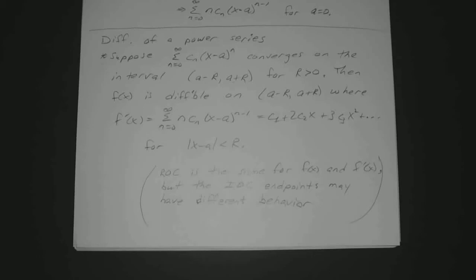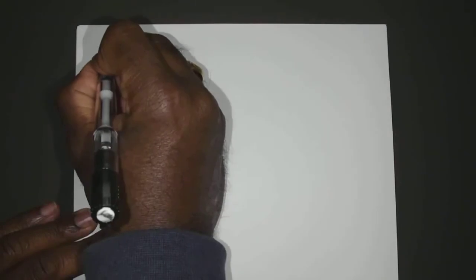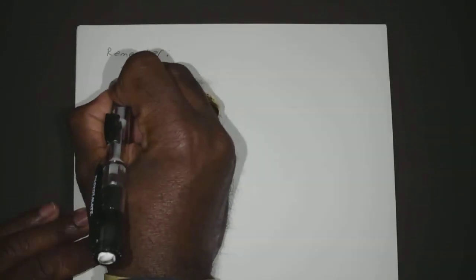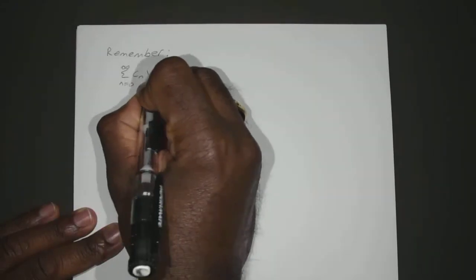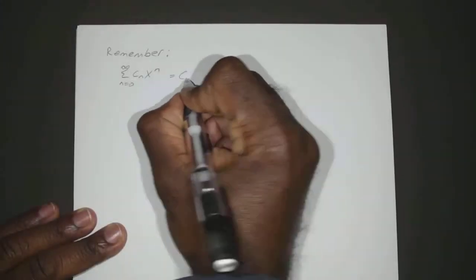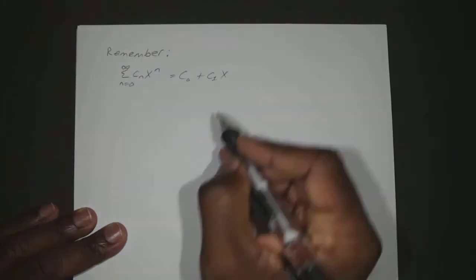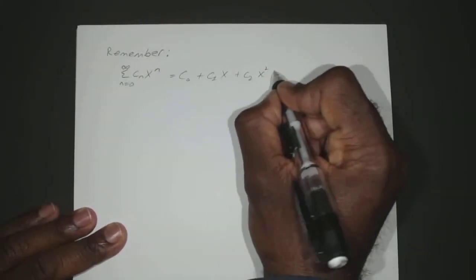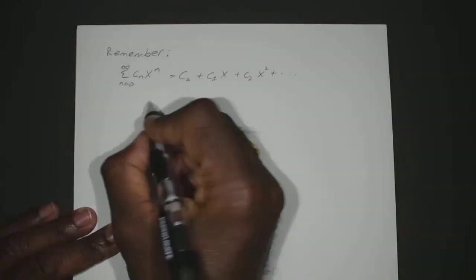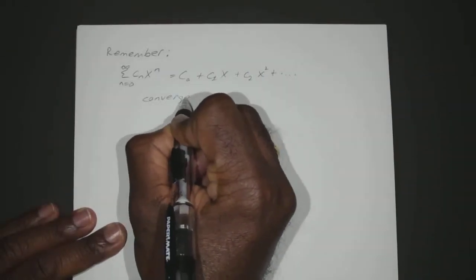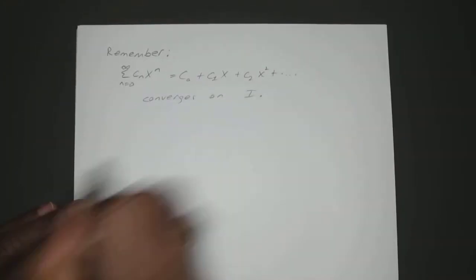So next we're going to look at integrating our f of x, which is really the same thing. We break it down and we integrate each term. Okay, so remember that we have the sum from n equals 0 to infinity of c sub n times x to the n is equal to c sub 0 plus c sub 1 times x plus c sub 2 times x squared, etc., and it converges on some interval that we'll call I.